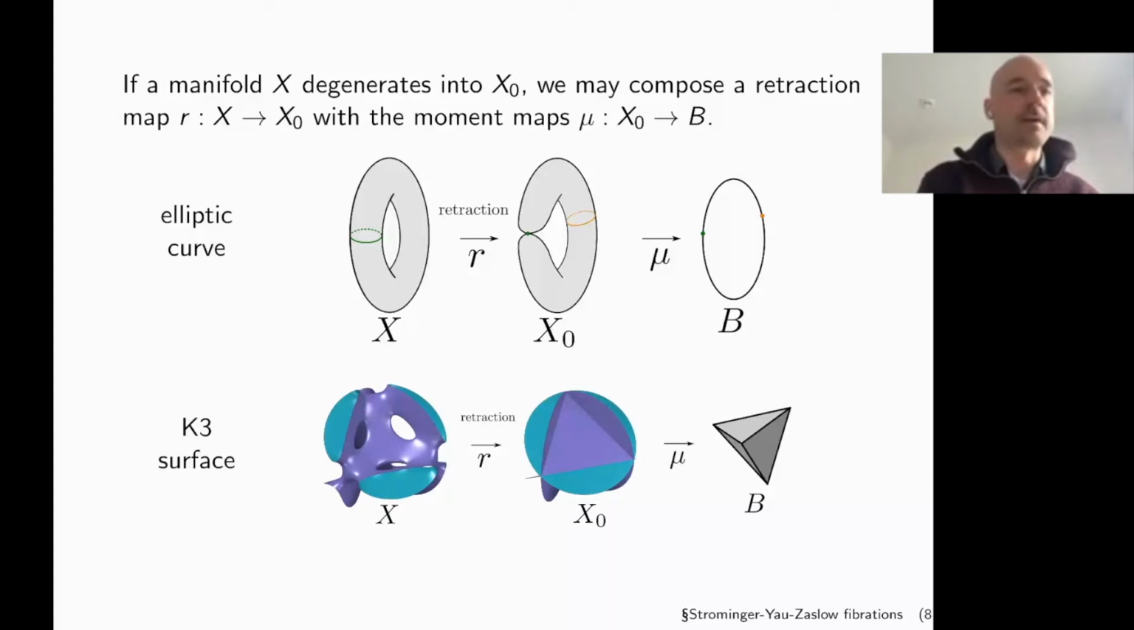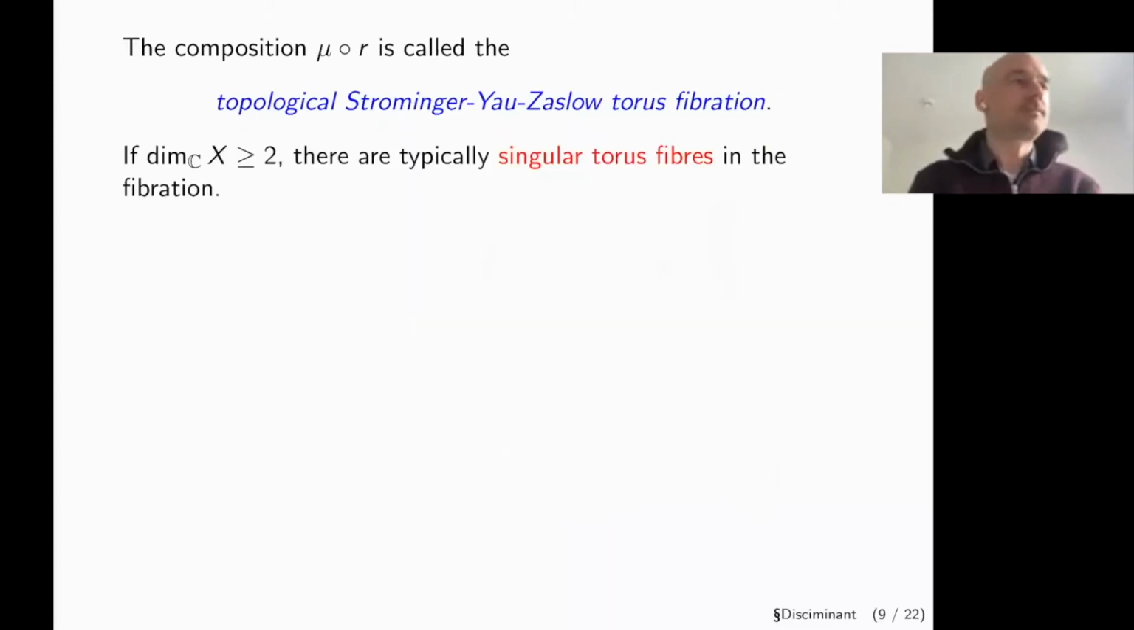Okay, and the general fibers are tori, but the interesting thing in higher dimensions, like the K3 surface already, is that some tori are singular. So we need to talk about singularities of this fibration. In general, this composition mu after R is called the topological Strominger-Yau-Zaslow fibration. So it is this candidate for what I said earlier. There was a suggestion that mirror symmetry is a T-duality, a duality of tori. Here we've constructed such a map from tori. It's just not a duality yet, but there's one space that has a fibration in tori over a base space. And it's a candidate for this fibration that we can then take a dual of to get the mirror dual Calabi-Yau.